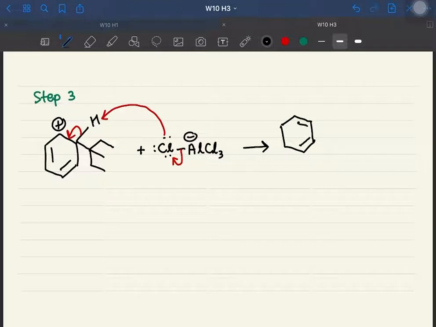benzene together with the alkyl group, together with the HCl.